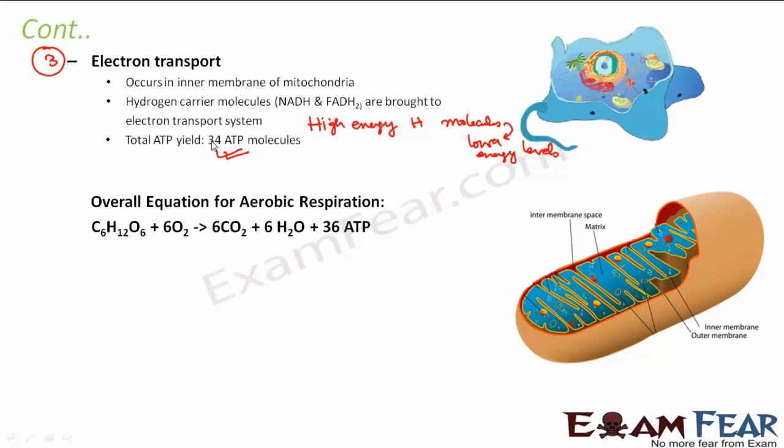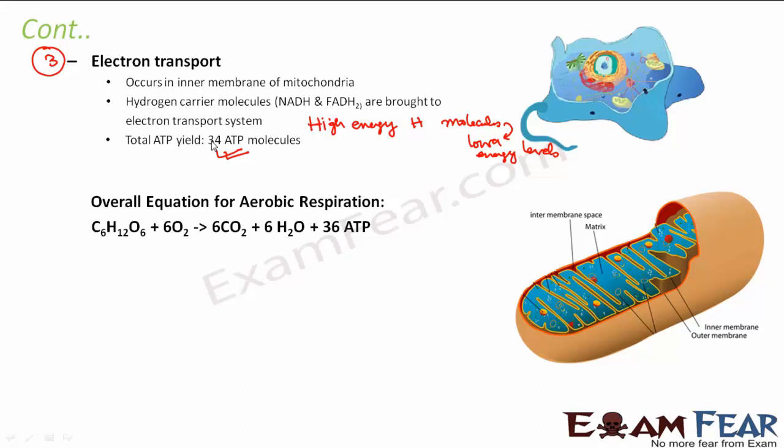So this acetyl coenzyme A then enters into the matrix of mitochondria, and in presence of oxygen it forms carbon dioxide and 2 molecules of ATP and a lot of hydrogen carrier molecules. These hydrogen carrier molecules are those which have high energy hydrogen atoms. Now these hydrogen carrier molecules are then brought into the electron transport system, and the hydrogen atoms which were at very high energy levels were brought to lower energy levels, and during this process a large amount of energy is produced, and the total yield of ATP is 34 ATP molecules.